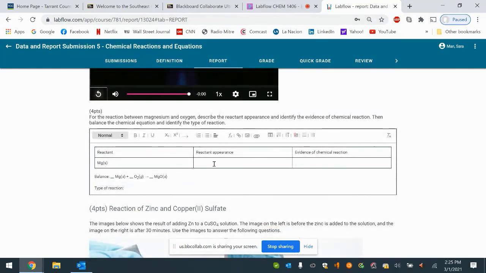All you have to do is write here reactant appearance. So the reactant is magnesium. What do you see? A shiny silver metal. What is the evidence? You saw heat. What else did you see? So you will write what your observation is. You are going to balance the way we balance. And what kind of reaction do you think this one is?